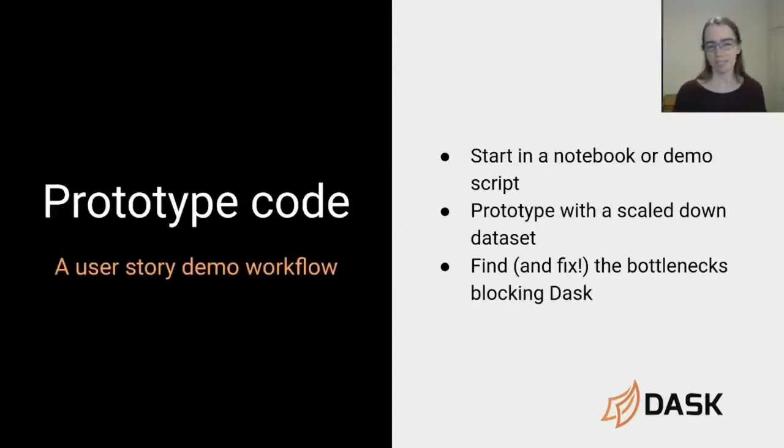With that in place, you're ready to start prototyping your code. You're going to take that end-to-end workflow of the user story and start using that to base your prototype on. It's really helpful to work with a scaled down dataset. This reduces the feedback loop when you're iterating on a process. That makes your development much faster overall.